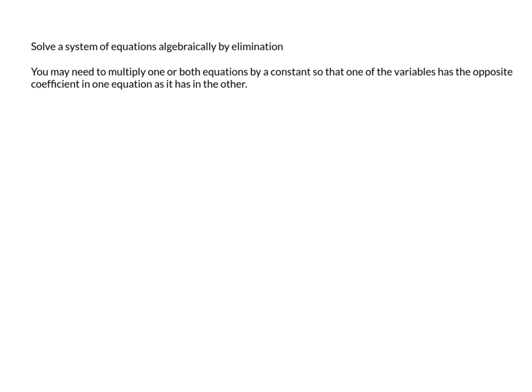Today we're going to solve a system of equations algebraically using elimination. You may need to multiply one or both equations by a constant so that one of the variables has the opposite coefficient in one equation as it has in the other. And remember that by opposite coefficient, what I'm looking for is for one coefficient to be positive and one to be negative. The reason that I need this is so that when I add the two equations together, one of the variables will be eliminated.